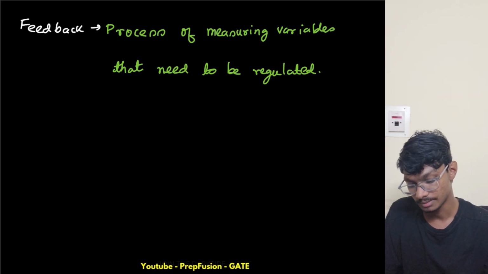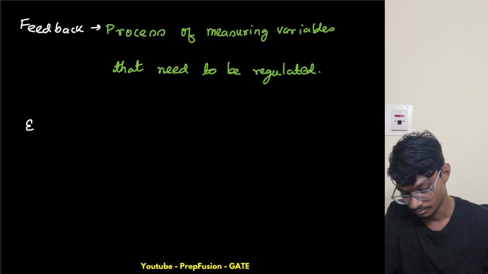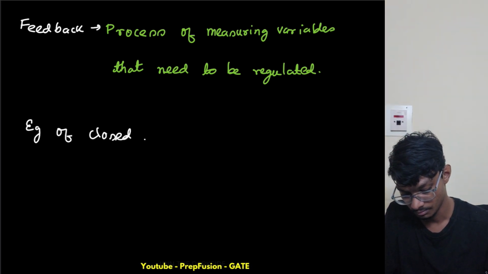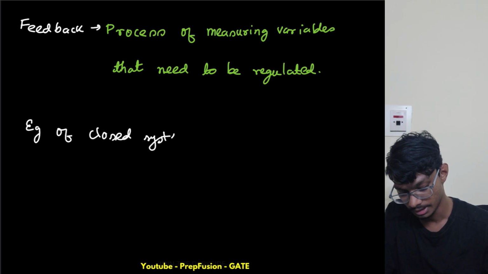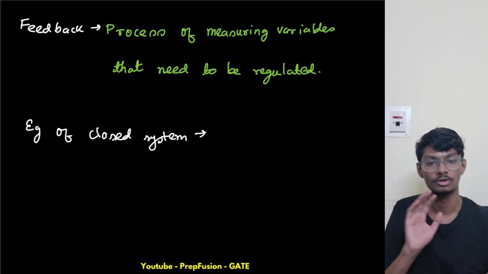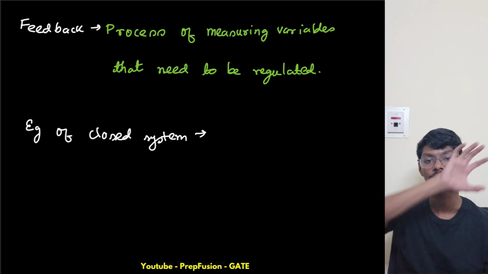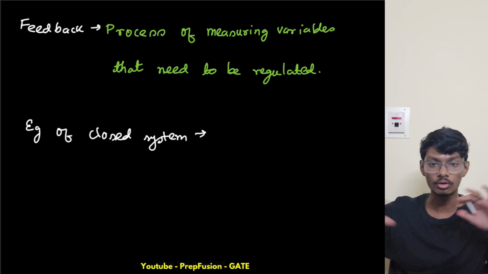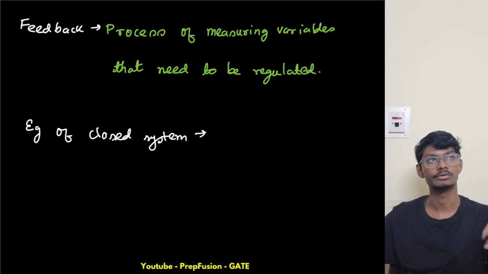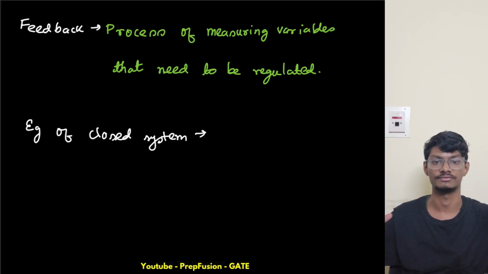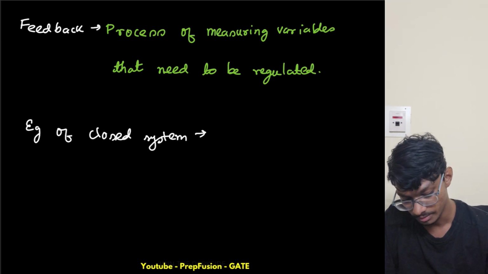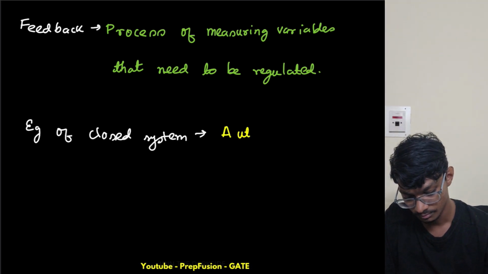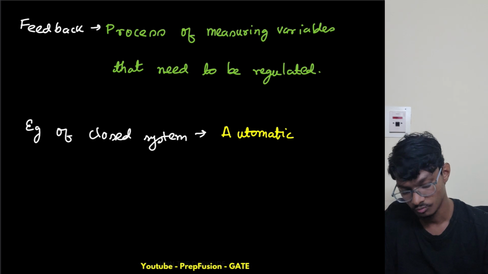But what are the examples of closed loop systems? Anything automatic will be closed loop, because it will take some feedback from the sensor and give it back, because it is automatic. We are not manually controlling it. The system itself is controlling itself, right? So any automatic system will be closed loop.